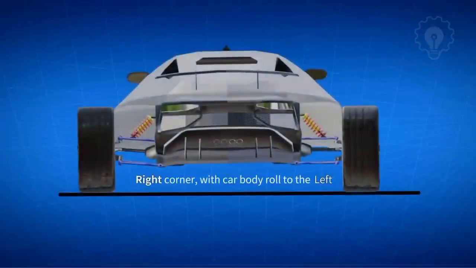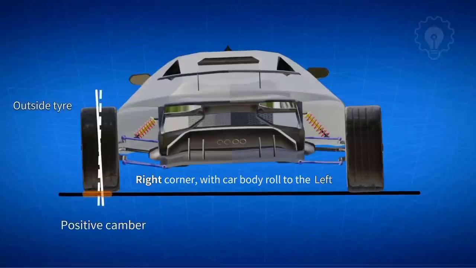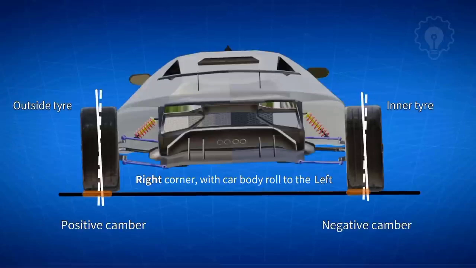Let's look at the camber when the car goes around a corner. In this case the car is going around a right corner, and the car body is going to roll to the left. For a double wishbone suspension with equal length control arms, the car will have slight positive camber on the outside tire, and negative camber on the inner tire.